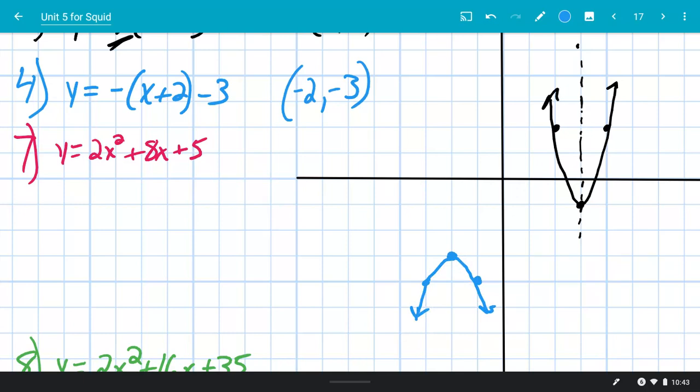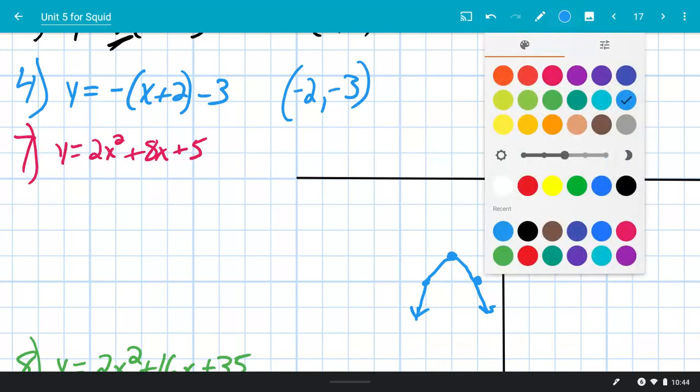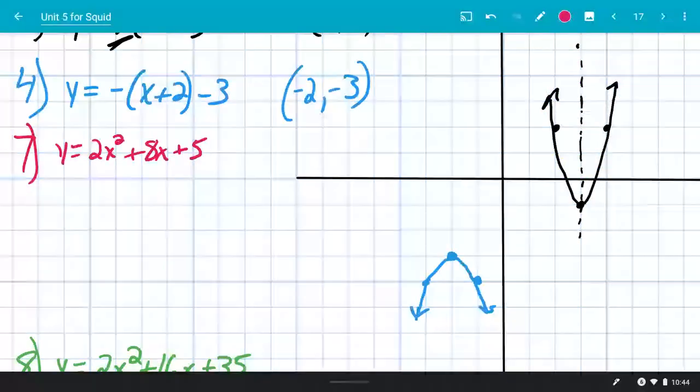We liked graphing them in vertex form. It was very easy peasy lemon squeezy. It was quick and easy to do. Number 7, only 30% of us got it right. What do I have to do for number 7 and why?